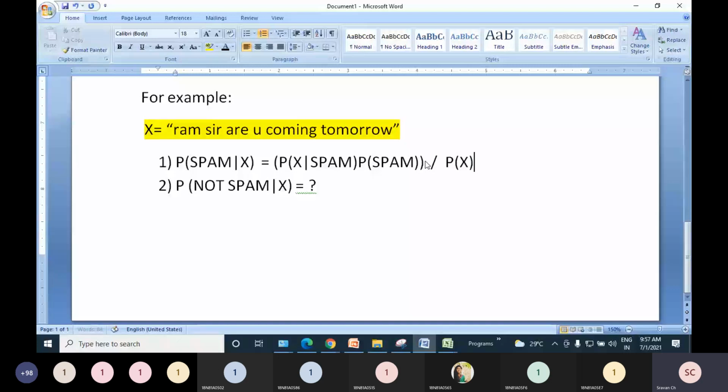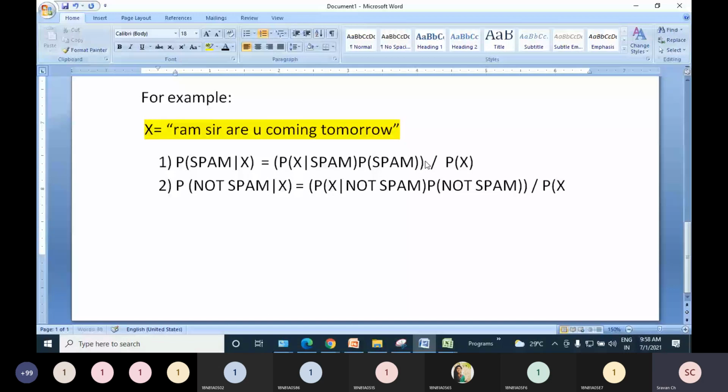Similarly, for this one, A is not spam, B is X as usual. So P of X given not spam into P of not spam, divided by P of X, right?